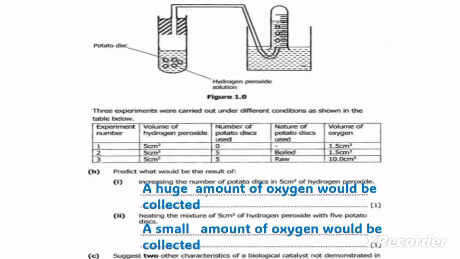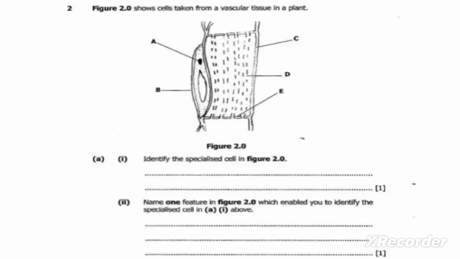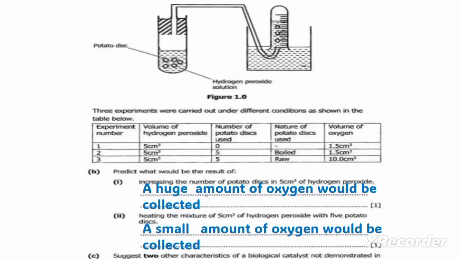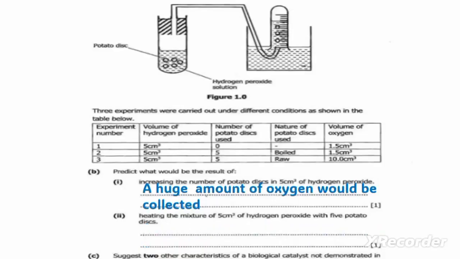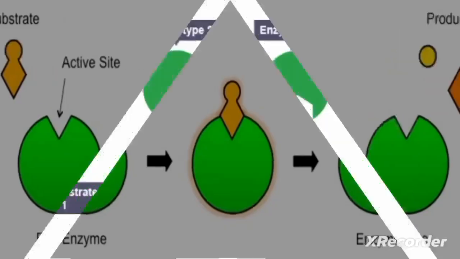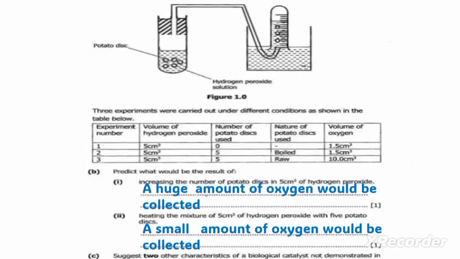The last question suggests two other characteristics of a biological catalyst not demonstrated. So this one was skipped by mistake. Let me go back. I see something. Okay, so this one was skipped by mistake. Nevertheless, we are going to suggest two other characteristics of a biological catalyst not demonstrated in the above setup.